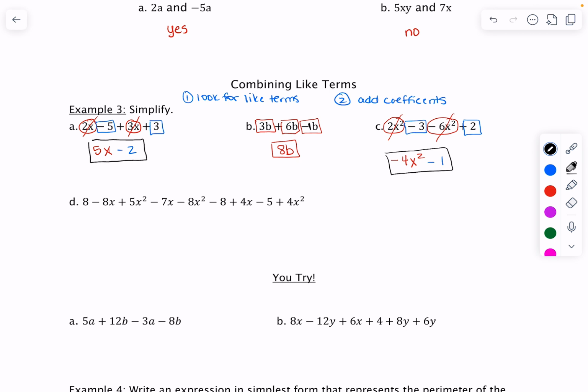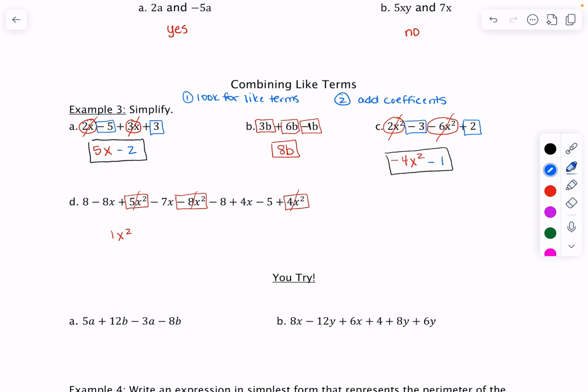And finally, D looks like a lot, but if we use our colors or use our shapes, it makes it a lot simpler. So I've got this 5x squared. That's a like term with -8x squared, which is a like term with 4x squared. When I combine those terms together, 5 plus -8 is -3. -3 plus 4 is 1x squared. You don't need to write the 1, but you can if you like. It is invisible, so if you just wrote x squared, that would be okay too. Done with the x squareds.